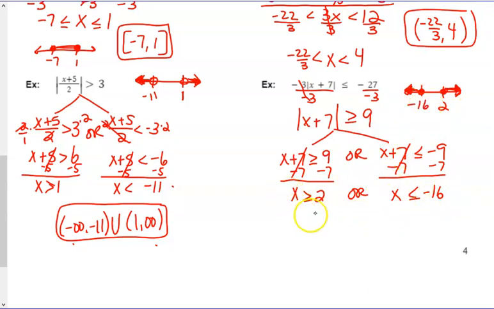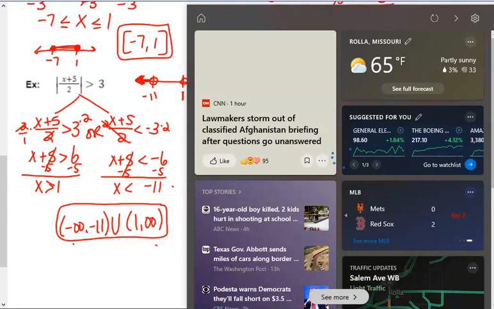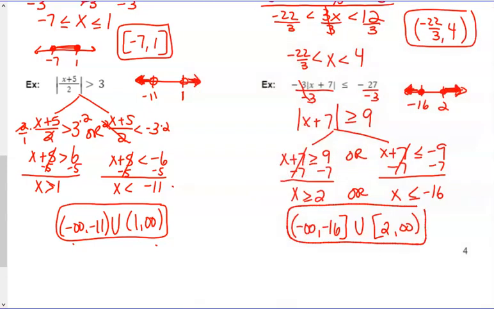These are kind of the inequality solutions, but what would it be in interval notation? I'm coming from -infinity and stopping at -16 to include that. So let's throw a bracket on there, parenthesis with the infinity, union, bracket at 2, go off to positive infinity, close that off with a parenthesis, and that would be your solution for this absolute value inequality. Okay? All right, very good.